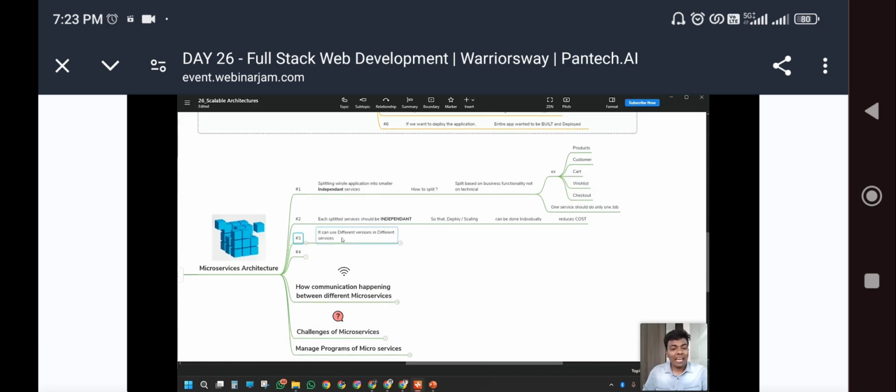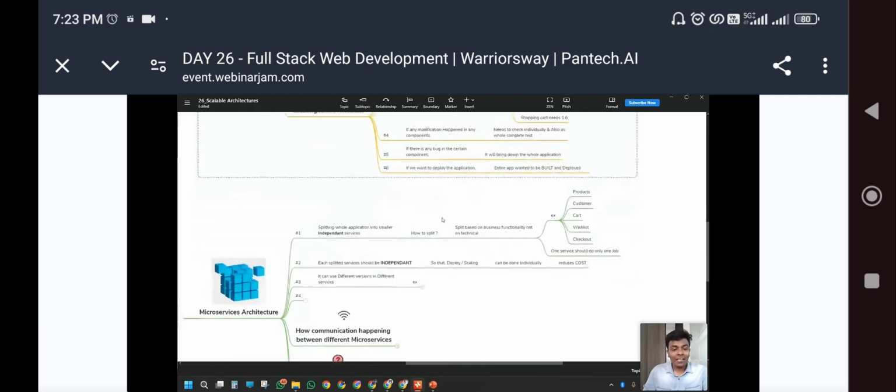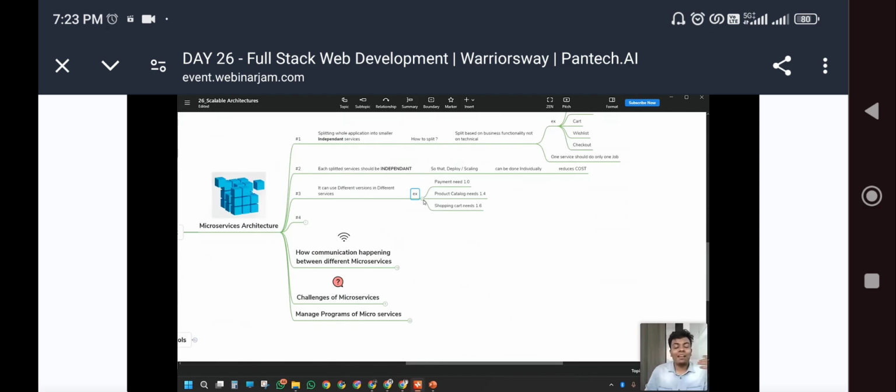And another point, it can use different versions in different services, of course. So what are all the advantages? This is going to be the advantages in this microservices architecture. Since every component and every service is independent and not present in a single unit, you can use different versions. For payment, you can use Node.js 1.0, or for the product catalog Node.js 1.4, or for the shopping cart Node.js 1.6. So likewise, there are that kind of leverages.